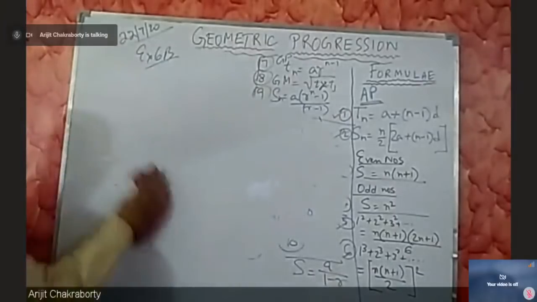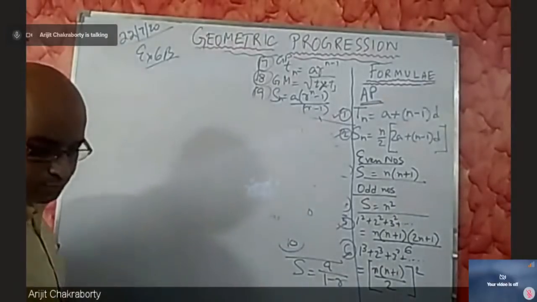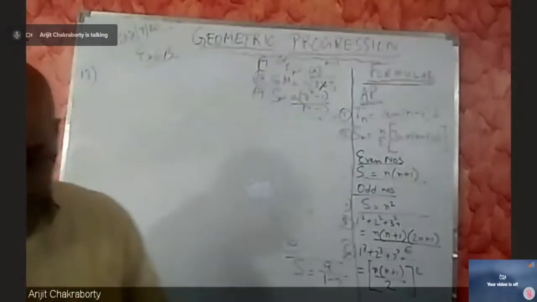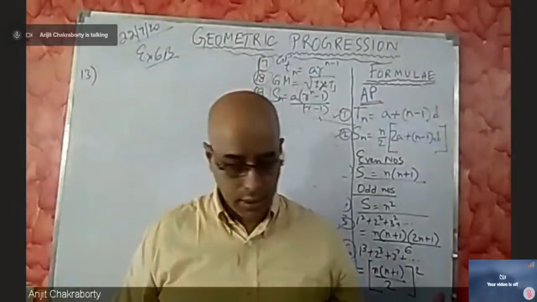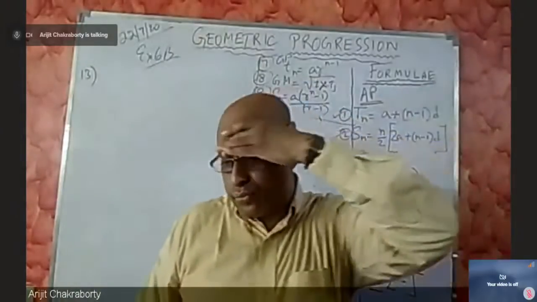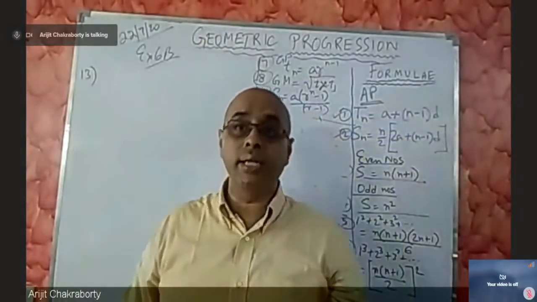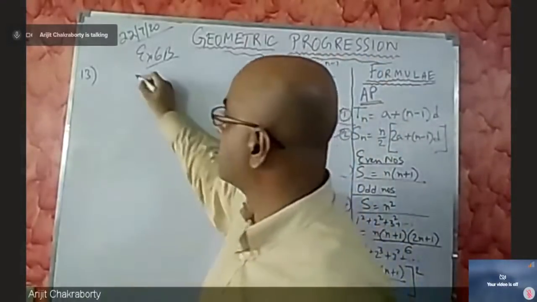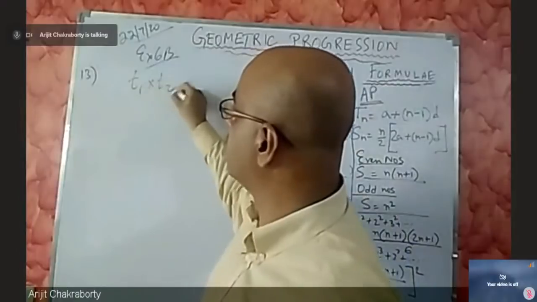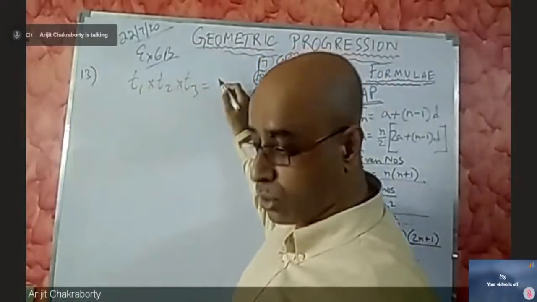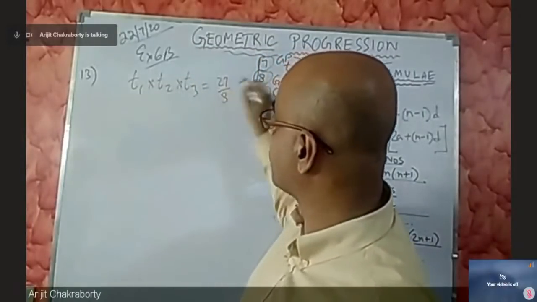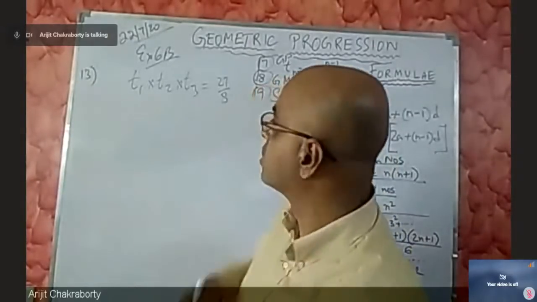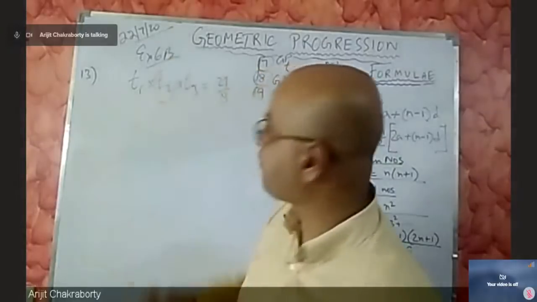We are taking number 13 of exercise 6B. Number 13. Well, let's see the problem. In a GP, the product of the first 3 terms is 27 by 8. So T1 into T2 into T3 equals 27 by 8. You have to find out what is the middle term.